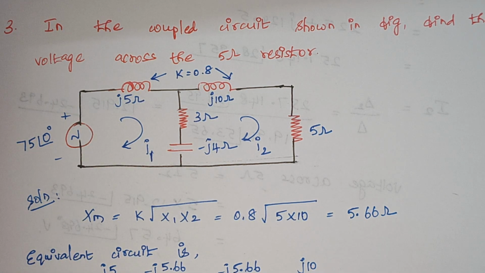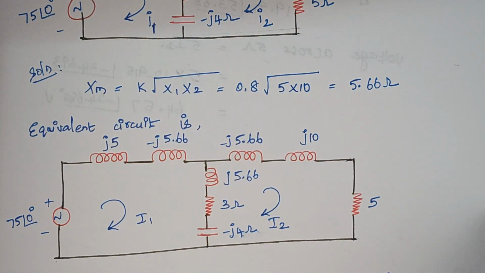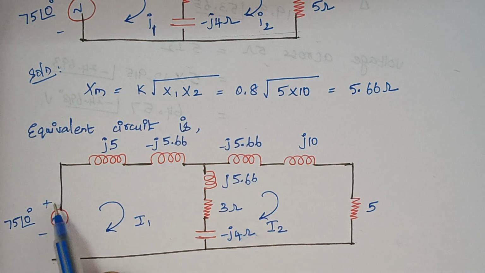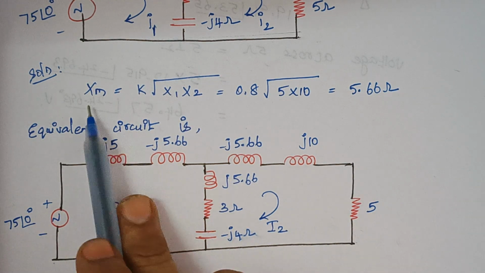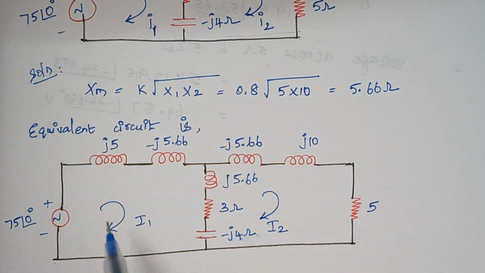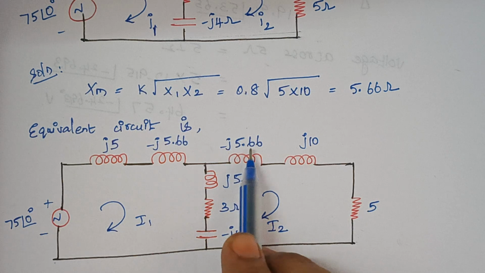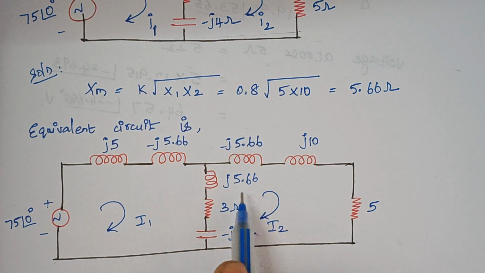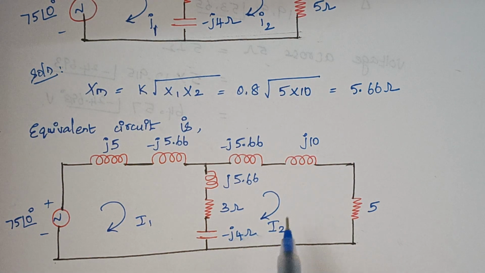Right. So the next step is we have to draw an equivalent circuit. So how to draw the equivalent circuit? We have to keep all the remaining things as such and we have to include the value of xm. So xm here is minus j 5.66 and here also minus j 5.66, whereas in this part it is plus j 5.66. So this is the important step which is to be noticed. This is your first step here.